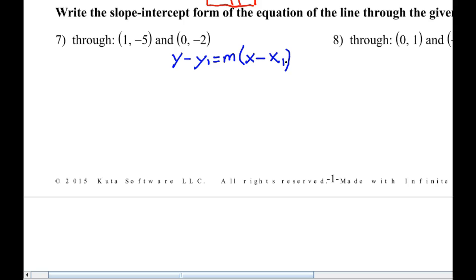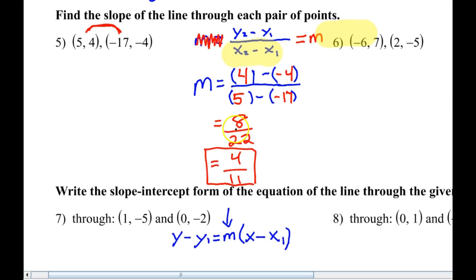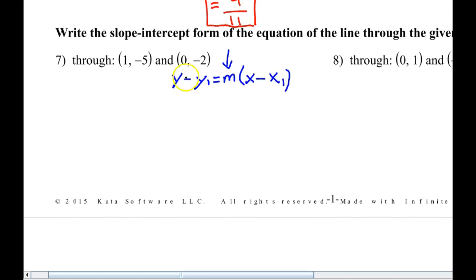What's missing? If I told you to use this formula right now, what would you not be able to plug in? The slope. We don't have the slope. We could plug in 1 and -5 for x and y, but I do not know what the slope is. Luckily, you know how to find slope, right? That's what we just did right here. You know how to calculate slope if you're given 2 points. So there's really two parts to this question. We have to find the slope first, and then plug it into the point slope formula.